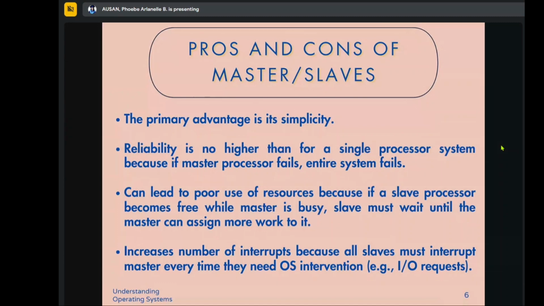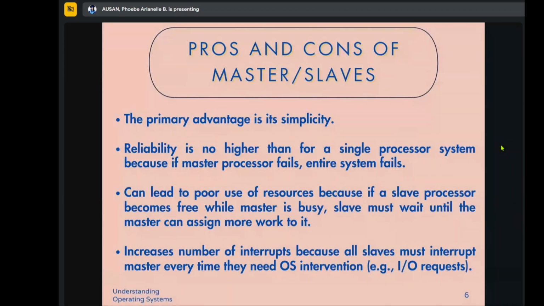So the pros or advantages: the primary advantage is its simplicity. Second, reliability is no higher than for a single processor system because if the master processor fails, the entire system fails. So mag-rely ra jud ang whole system sa atong master. Next, it can lead to poor use of resources because if a slave processor becomes free while the master is busy, the slave must wait until the master can assign more work to it. So dependent jud ang slave sa atong master.